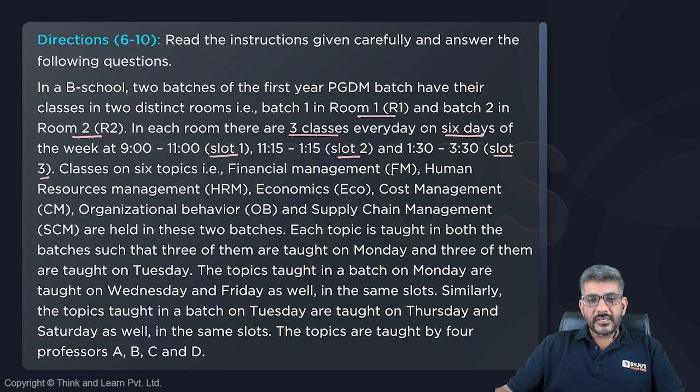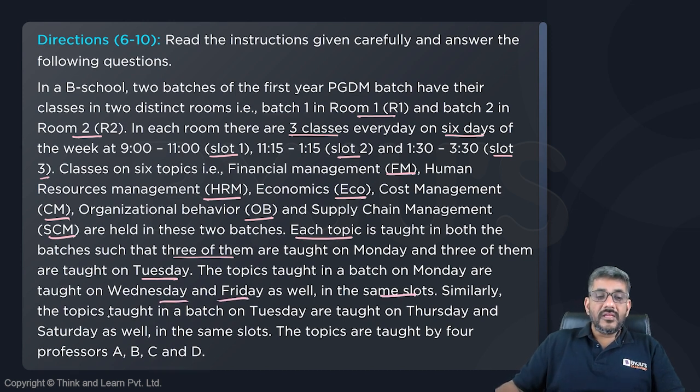Classes on 6 topics, that is financial management, human resources management, economics, cost management, organizational behavior and supply chain management are held in these 2 batches. Each topic is taught in both the batches, such that 3 of them are taught on Monday, 3 of them are taught on Tuesday. The topics taught in a batch on Monday are taught on Wednesday and Friday as well in the same slots. Similarly, the topics taught in a batch on Tuesday are taught on Thursday and Saturday as well in the same slots. The topics are taught by 4 professors ABCD.